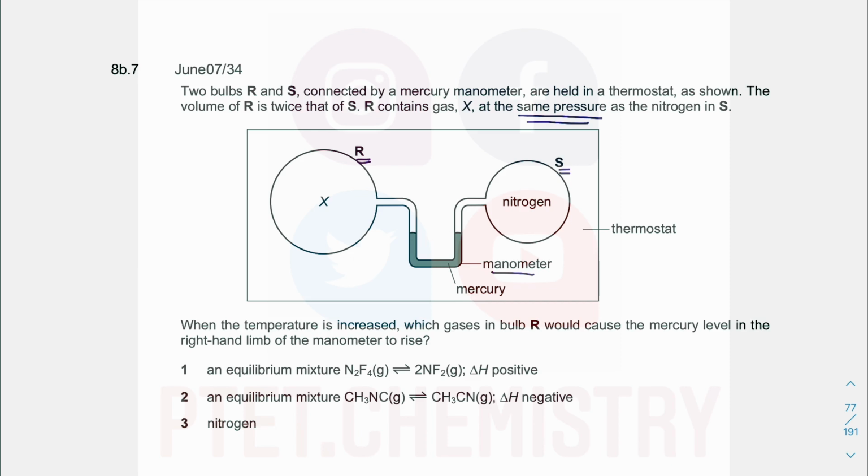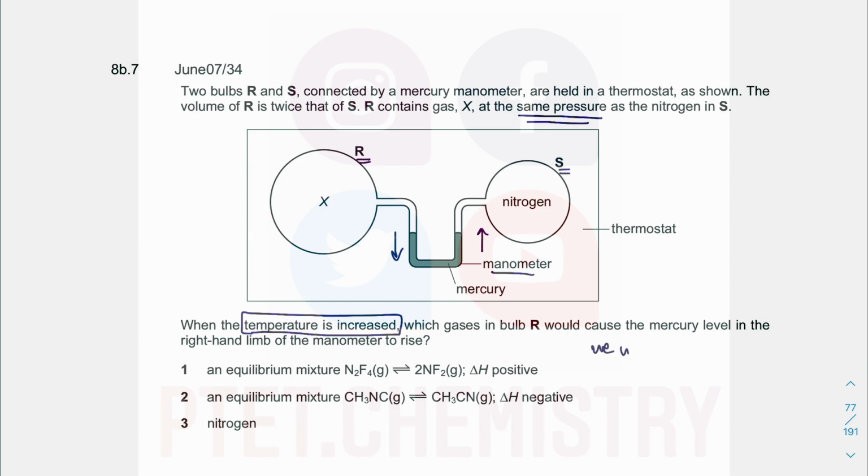They also told that the volume of R is twice the volume of S, but they are both at the same pressure initially. When I increase temperature, so temperature can affect equilibrium position, and these are the gases in bulb R, because you don't change the nitrogen in bulb S. You want to cause the mercury level in the right hand to rise. So you want the pressure there to be higher than there.